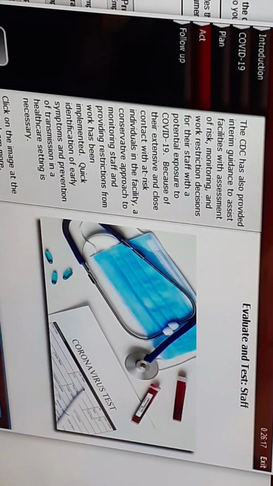The CDC has also provided interim guidance to assist facilities with assessment of risk, monitoring, and work restriction decisions for their staff with a potential exposure to COVID-19. Because of their extensive and close contact with at-risk individuals in the facility, a conservative approach to monitoring staff and providing restrictions from work has been implemented. Quick identification of early symptoms and prevention of transmission in a healthcare setting is necessary. Click on the image at the right to learn more.